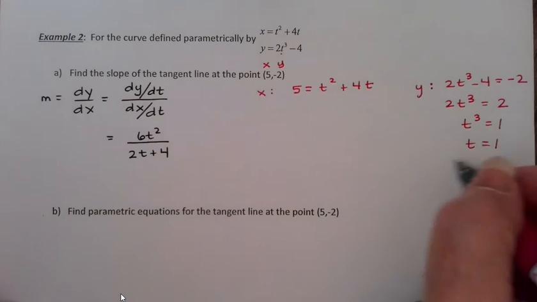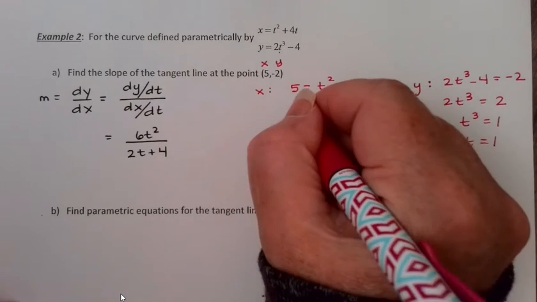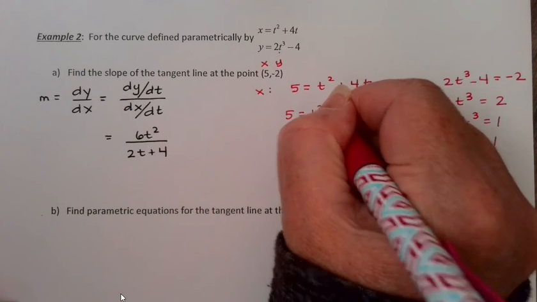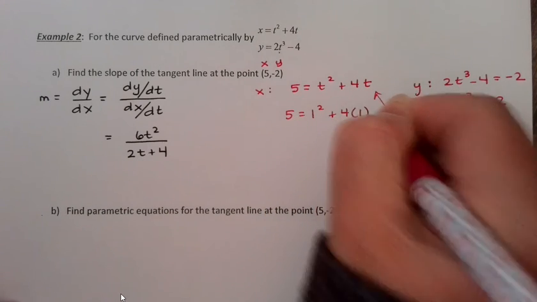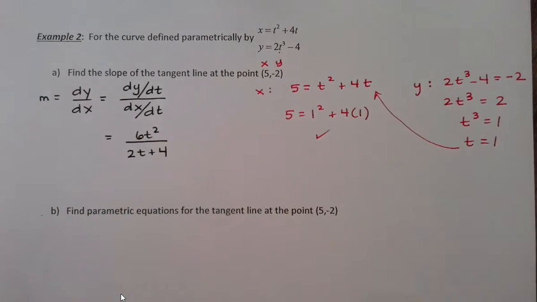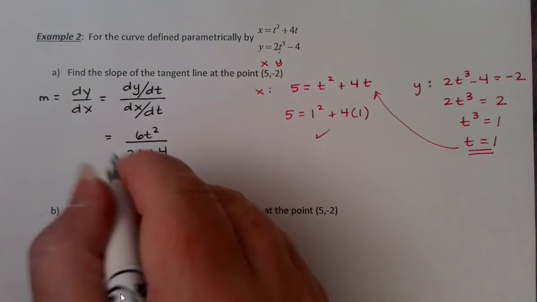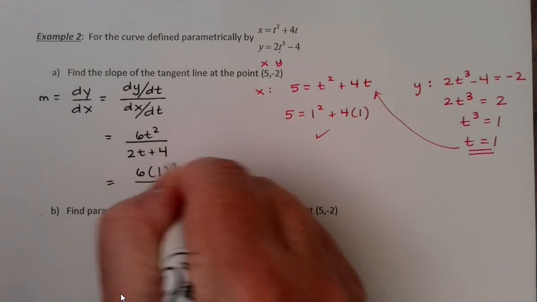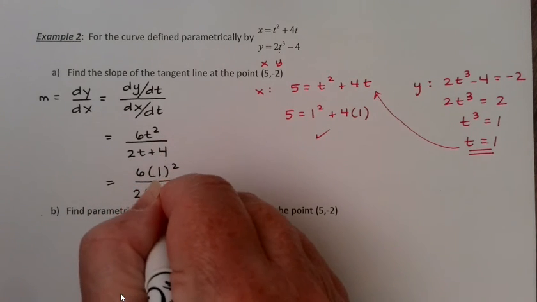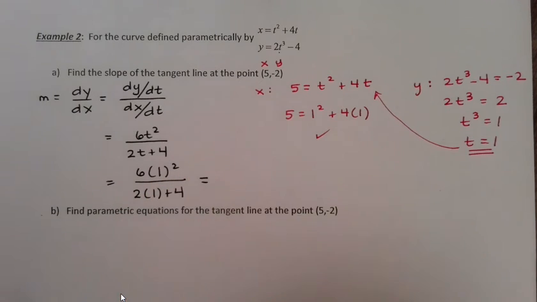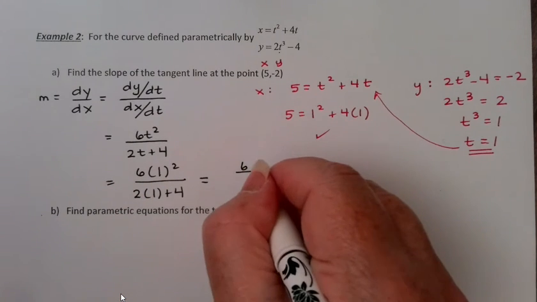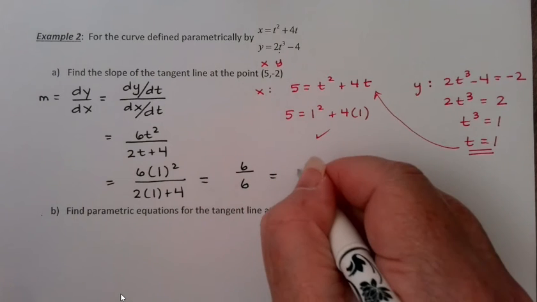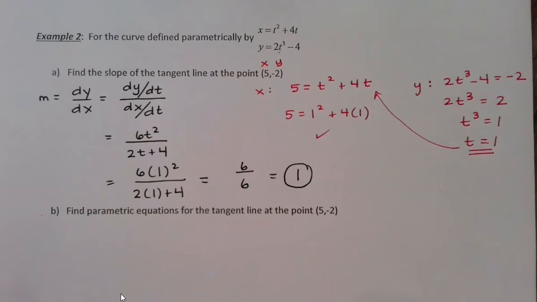And we're just going to double check, make sure that works in the x equation. And of course it does. So it looks like t equals 1 is what I want to plug in this time. So putting the 1 in for t, it's going to give me 6 on top and 6 on the bottom for a slope of 1.